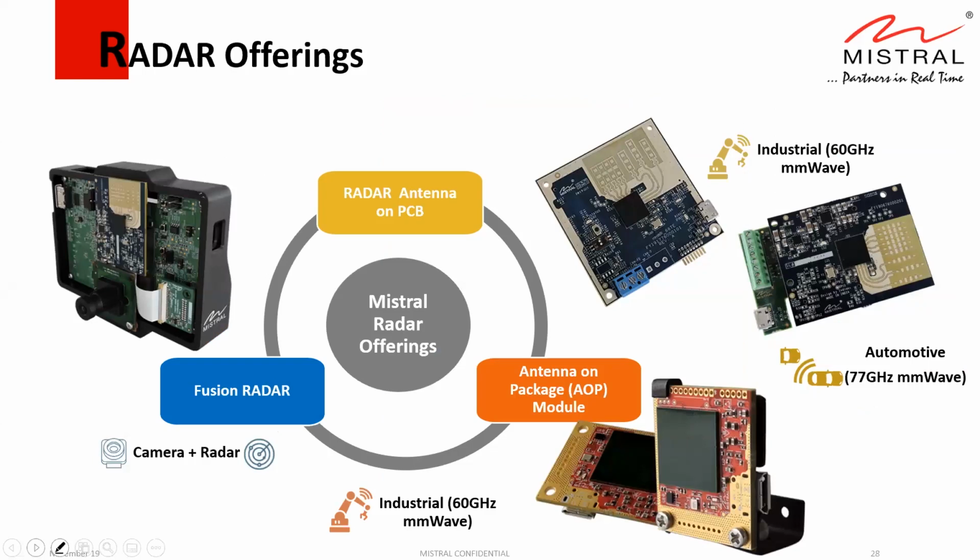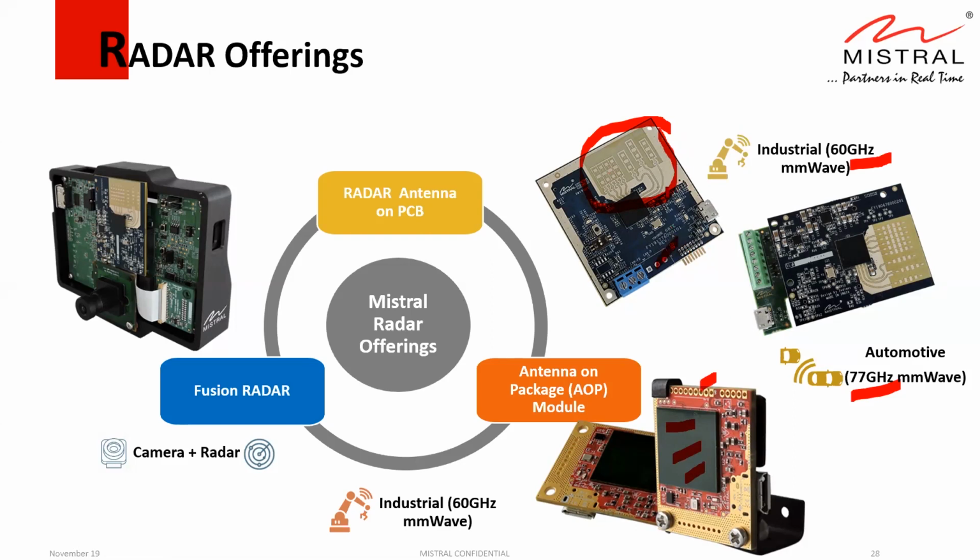So what are the offerings Mistral does in this domain? We offer both 60 GHz and 77 GHz areas. In 60 GHz, we offer both antenna on PCB and also antenna on package. Here the antenna is on top of the package, where the whole module size is going to be within 1 inch by 1 inch. This is a very small module. This module right now we are sampling, and this module is more established.